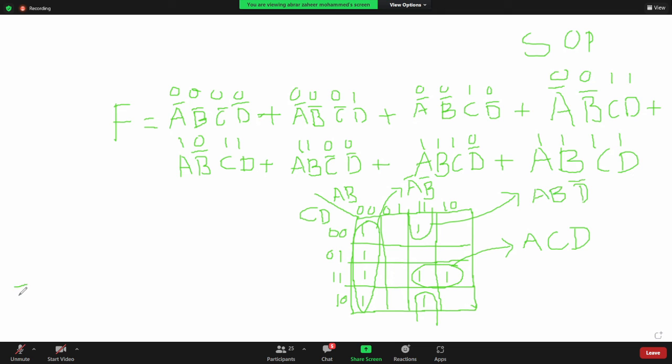The final minimized expression is A bar B bar plus A B D bar plus A C D. So this is the minimized expression.